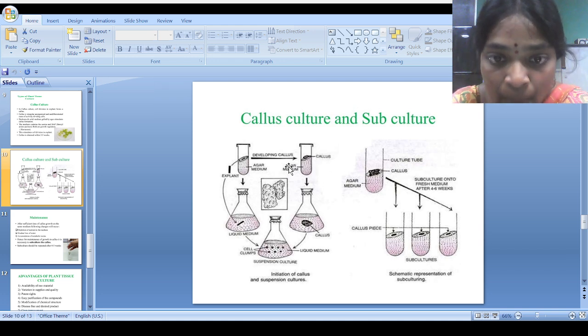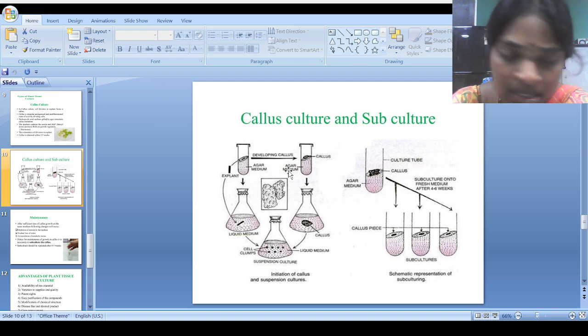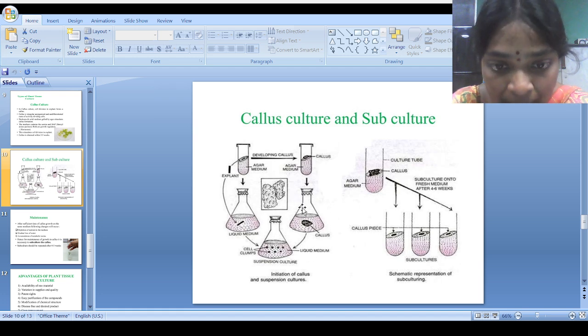So we can dissect some amount of callus, not completely, just a small portion of this callus, and just add it in the liquid medium. So this is agar medium, this grows in that way. If you want to add this callus in the liquid medium, so now this is a liquid medium where your callus is just placed here.